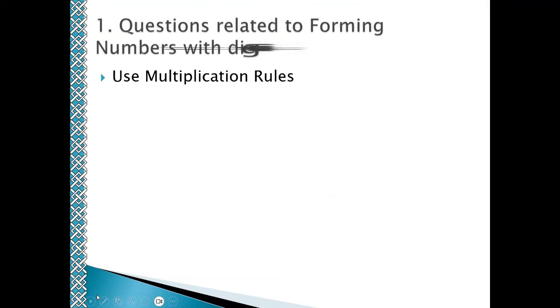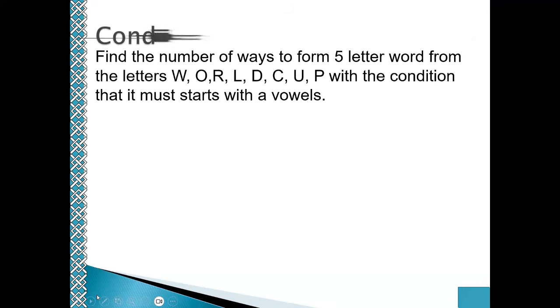Sometimes you can use multiplication rules to solve questions without using the formula, just by logical thinking. Find the number of ways to form a 5-letter word from the letters of WORLD CUP. How many letters are there in WORLD CUP? 8 letters are there, and you want 5-letter words, and there is a condition. What is the condition? It must start with a vowel.